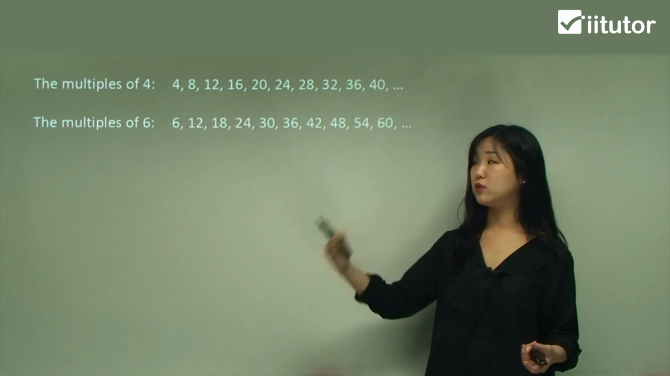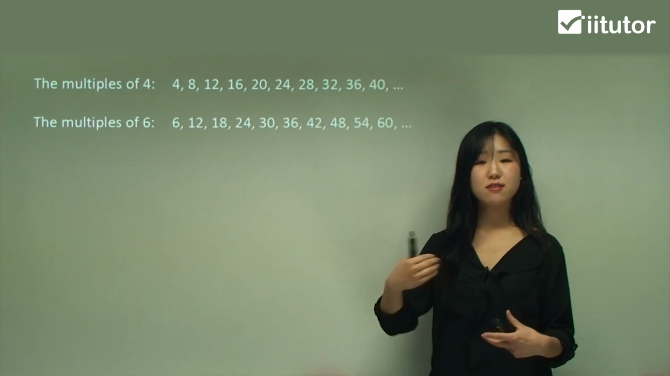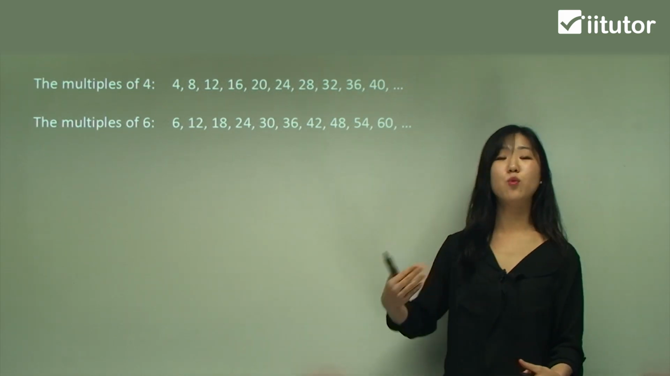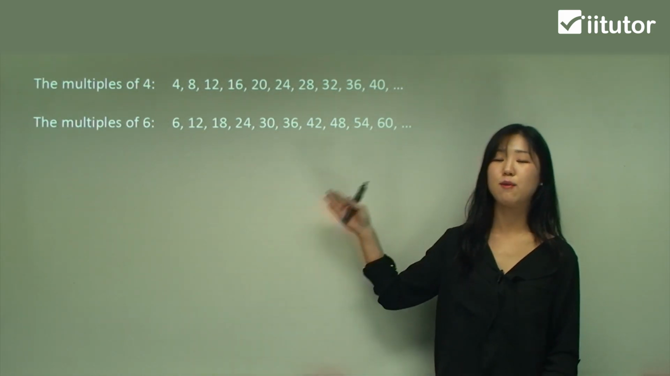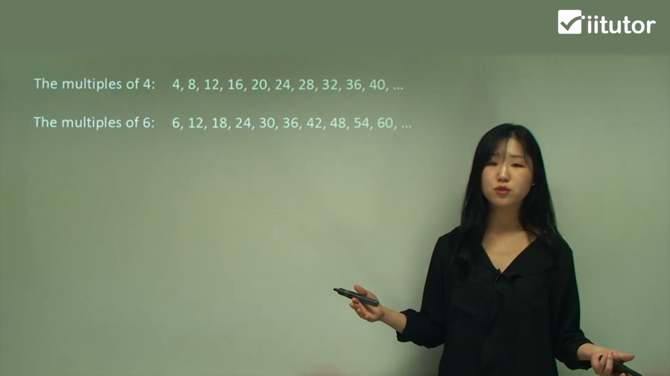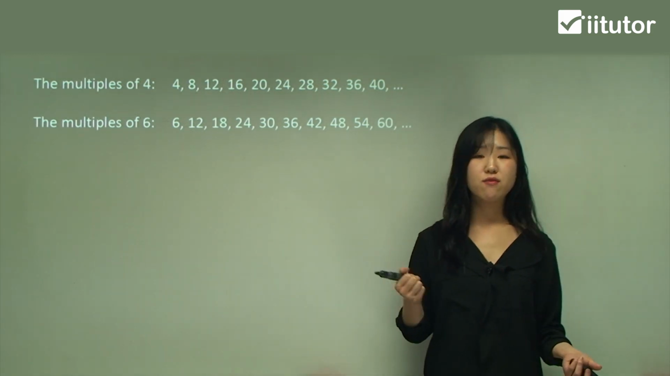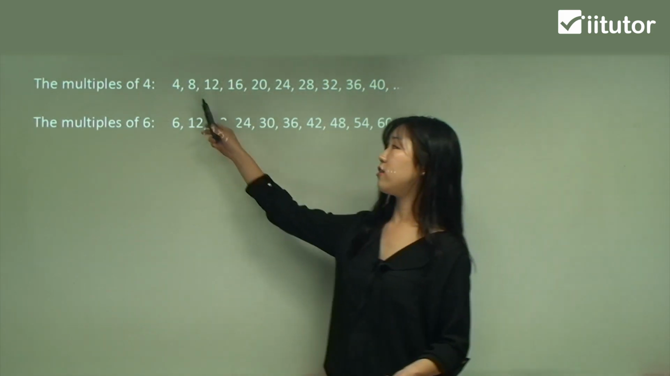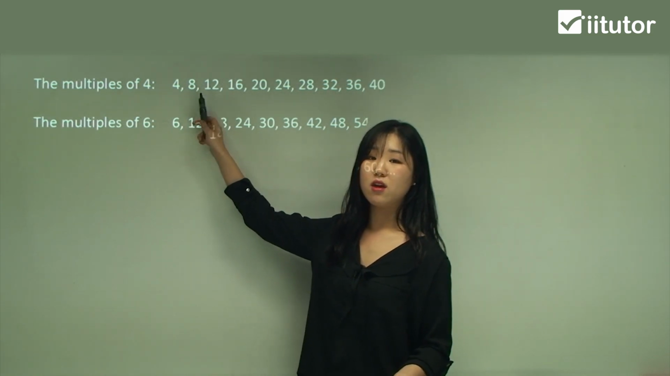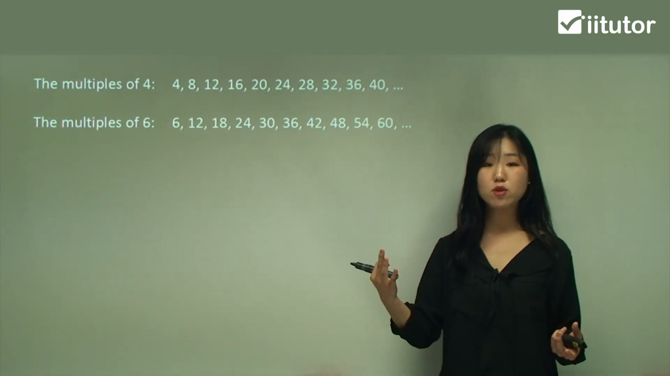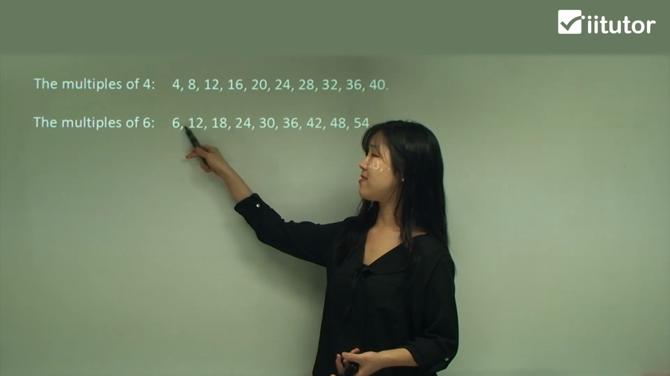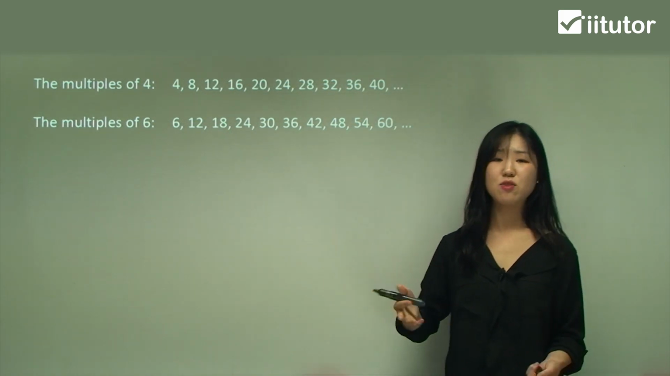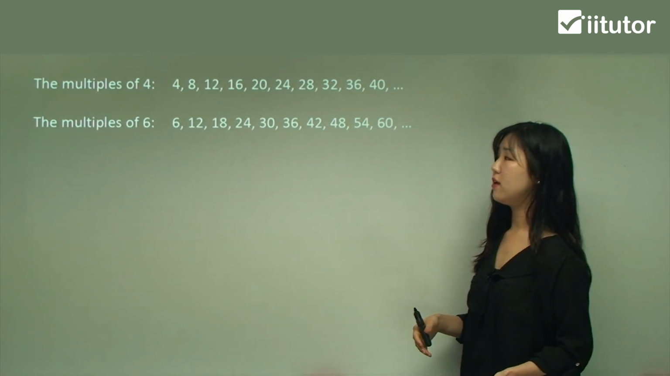So those are multiples. Now multiples of 6 are 6, 12, 18, 24, etc., and it keeps going on as well. So if I asked you to find the first 2 multiples of 4, you'd only write down 4 and 8. If I told you to write down the first 3 multiples of 6, you would only write 6, 12, and 18. That's what multiples are. Very, very simple.